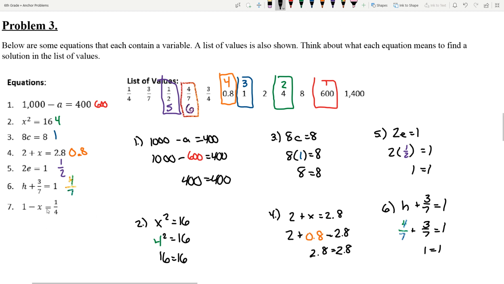And 7, 1 minus something equals 1/4. Well, remember, 1 is the same thing as, this is question 7, 4/4 minus something needs to equal 1/4. 1 is 4/4, right? And so let's put in 3/4. And so that way, 1 minus 3/4 does equal 1/4, as 1/4 equals 1/4. And so 3/4 is our solution here to question 7.